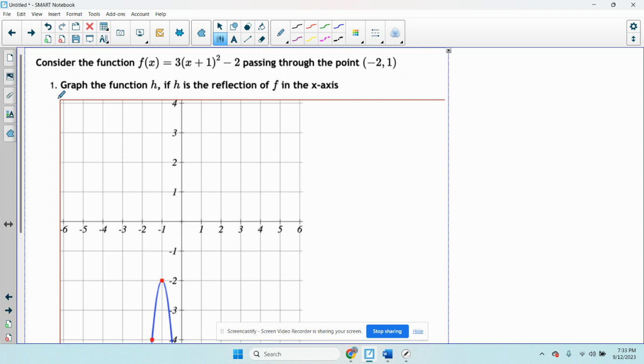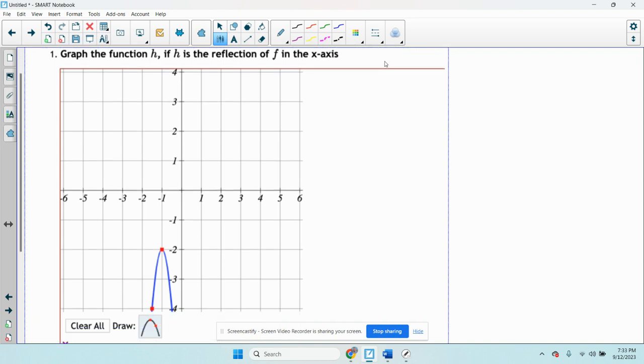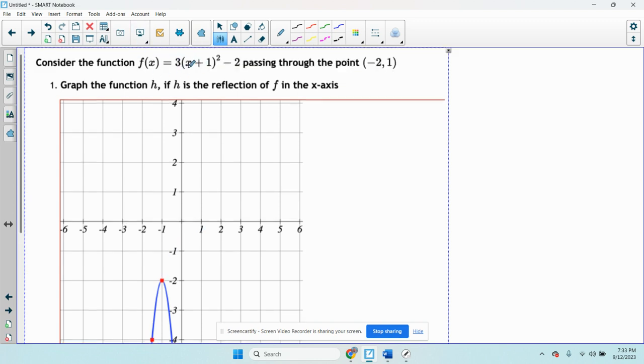And then this one, consider the function that passes through the point -2, 1. Graph h, which is a reflection in the x-axis. So we have the original. It has a vertex at -1, because I'm shifted 1 unit to the left, 2 units down. So that's the vertex of the original. And it goes to the point -2, 1. So it looks like it's opening up. Oh, it doesn't look right. The original looks like it's narrow and opening up like this. So that's over 1 like that.